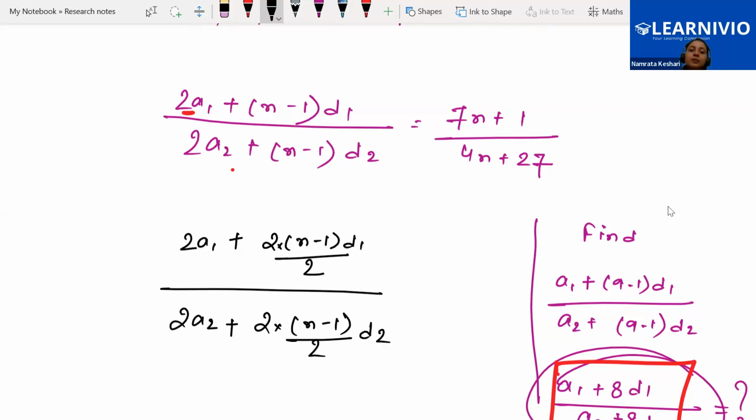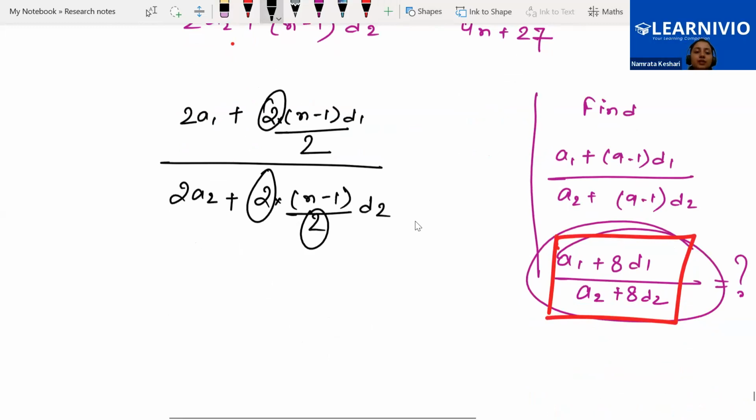We are multiplying by 2, we are dividing by 2. Why? We are not doing any drastic change. We are just doing one little bit of arrangement. Okay, one arrangement we are doing. We are not doing any changes. Why are we doing so? So that here we will be having 2. We can take out common, and it will be a1 plus (n minus 1) by 2 d1.